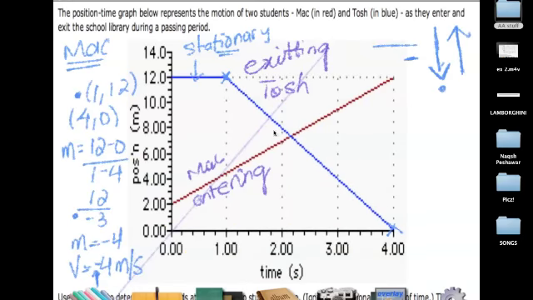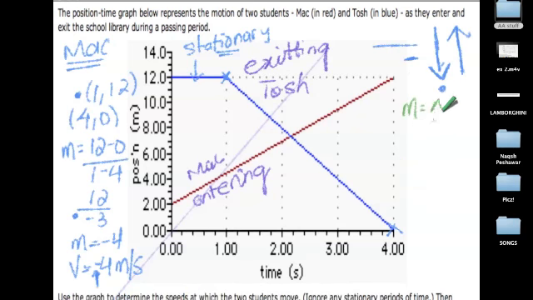Let's find the gradient for Tosh. So m is equal to delta y over delta x again. Let's take two points, 0 and 2. This is my first point and this will be my second point. I can take any two points on the line, but since I know the x and y of both of these points, this will be simpler. Any two points will give the same gradient. So here I'm using 4 and 12 as my second point, and 0 and 2 as my first.